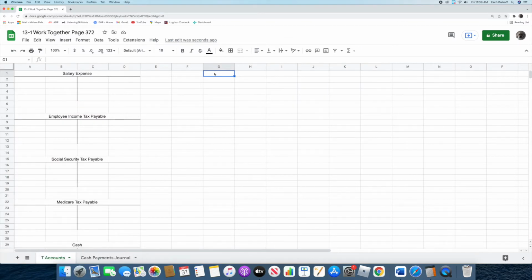Now we're going to be moving on to the 13-1 work together, in which we will be recording a payroll. To start, we're going to record the total earnings amount, which is $12,600, on the left side of the salary expense T account. Next, we're going to record the federal income tax amount, which is $1,186, on the right side of the employee income tax payable T account.